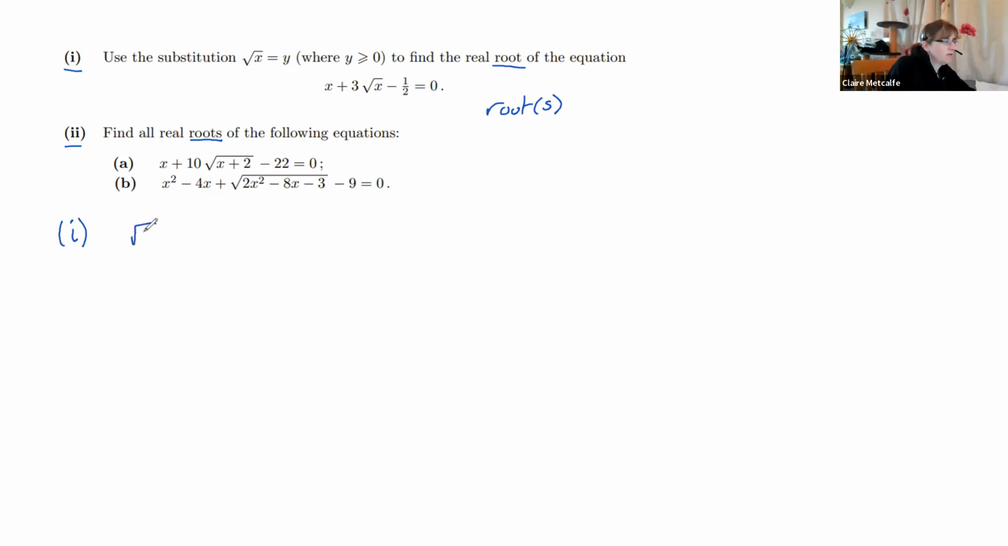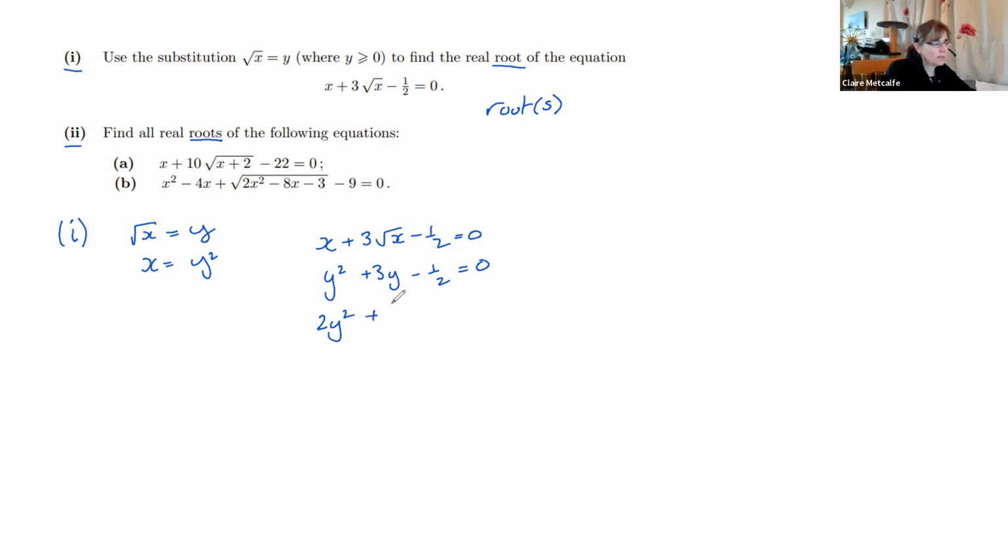We have square root of x equals y, which means that x is equal to y squared. And let's substitute that in. We've got x plus 3 root x minus a half equals 0. Substituting in these, this gives me y squared plus 3y minus a half equals 0. Let's multiply by 2: 2y squared plus 6y minus 1 equals 0.